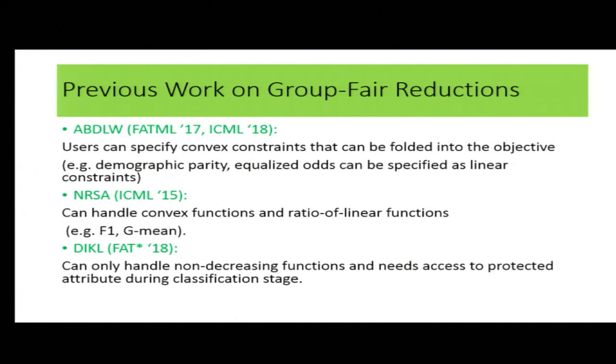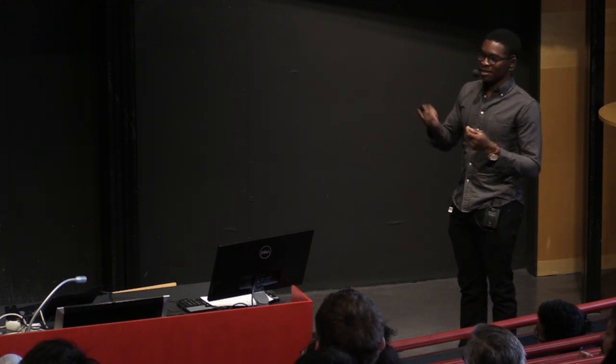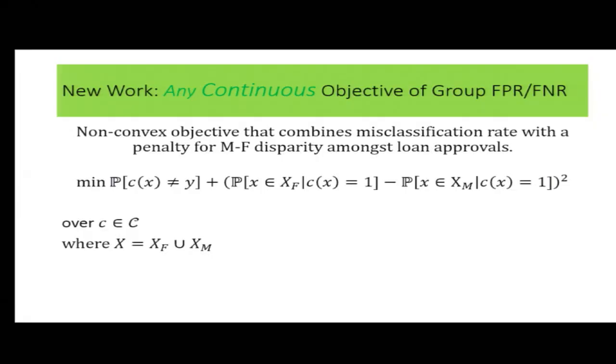And then there's other works that can handle convex functions and a ratio of linear functions like gmean and f1, which is the harmonic mean of the precision and recall. And there's also work that can handle non-decreasing functions, but then this needs access to a protected attribute during classification, and our work kind of bypasses that.